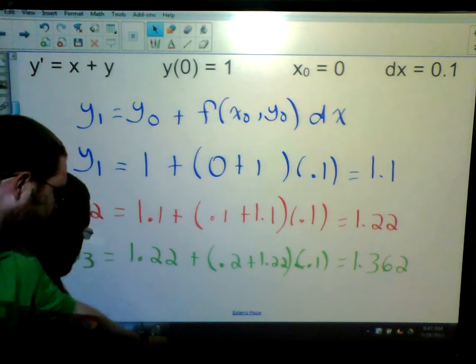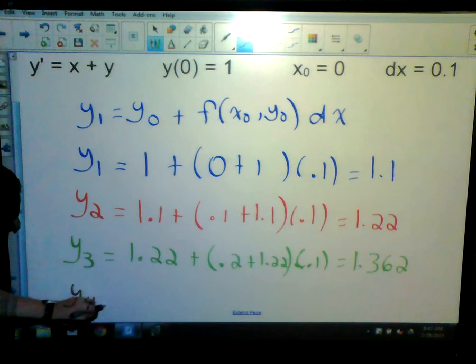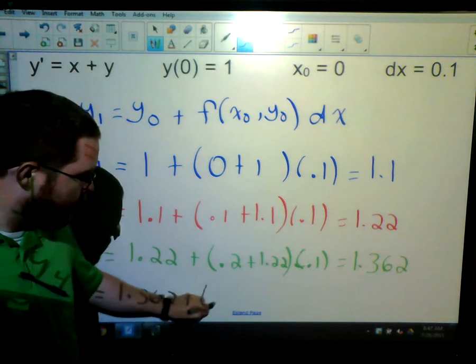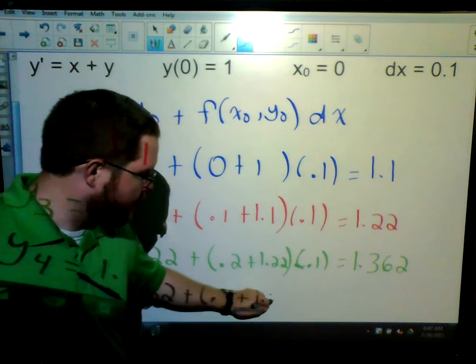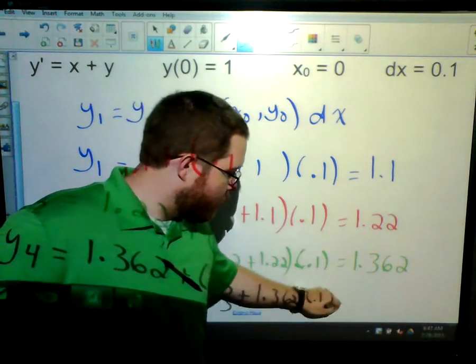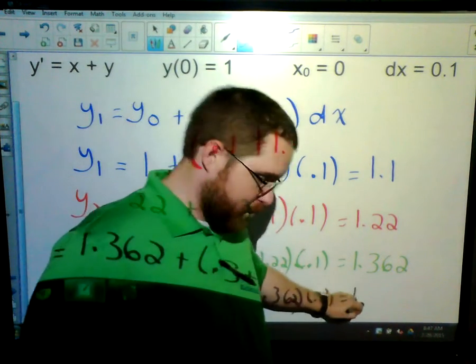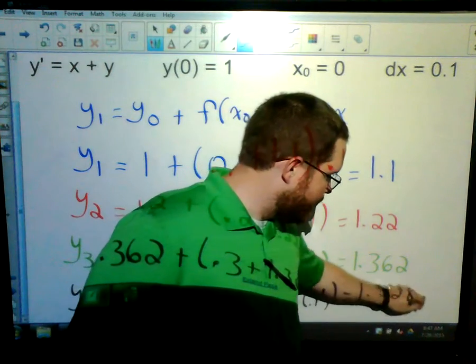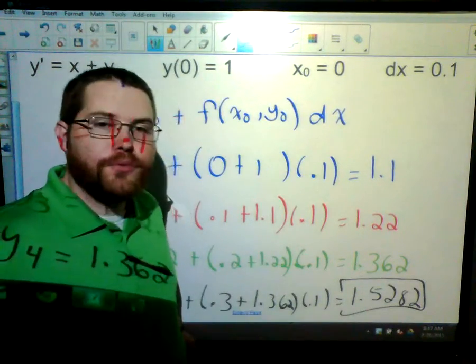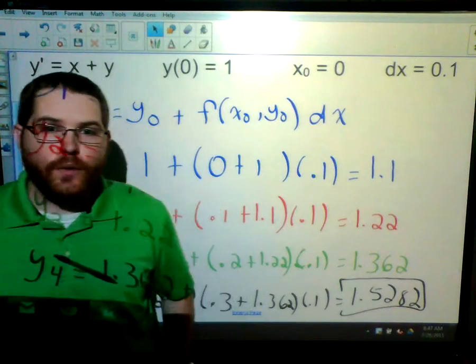And then let's go with y sub 4, the last one. That's 1.362 plus 0.3 for the x value, 1.362, times 0.1, and y sub 4 is 1.5282. So that's Euler's method, just a way to approximate a differential equation.